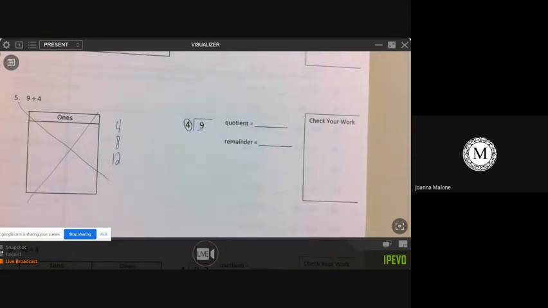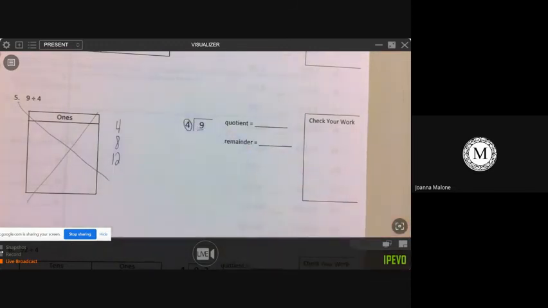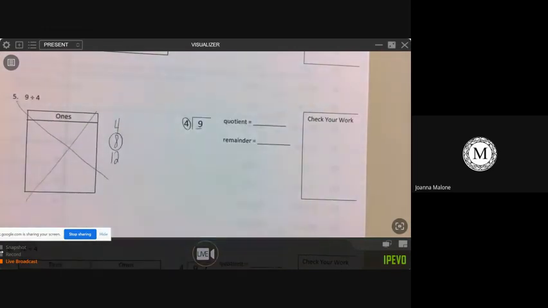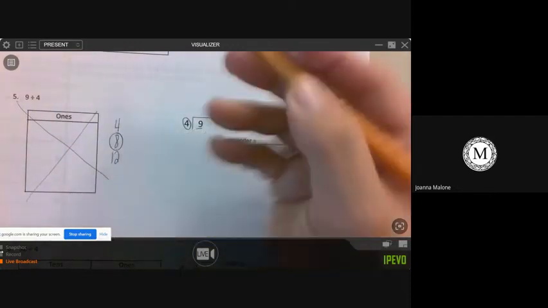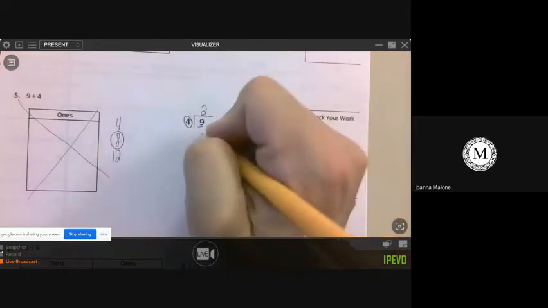How many discs am I going to use out of 9? 4 or 8? 8, right? I have to get as close to 9 as I can. I want to use as many of those discs as possible. How many groups of 4 is that? 2, right? 1, 2. So that 2 goes up there. There's your division. What do I do next? After I divide, I multiply. What's 2 times 4? 8. Good job.